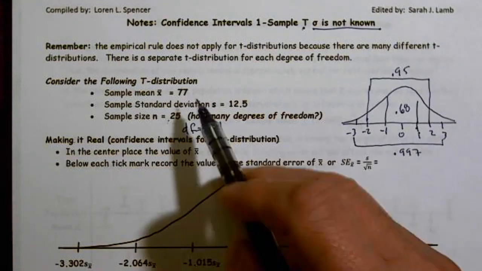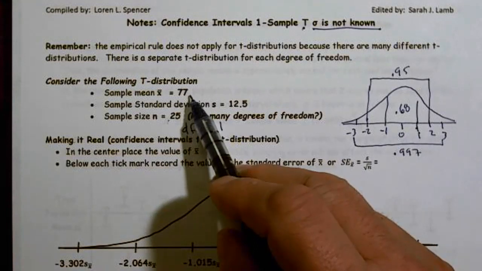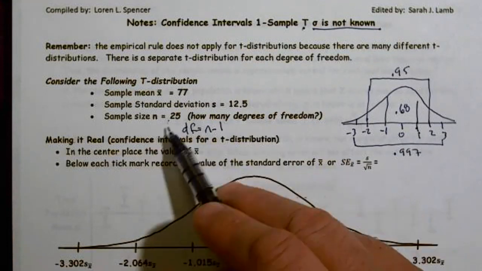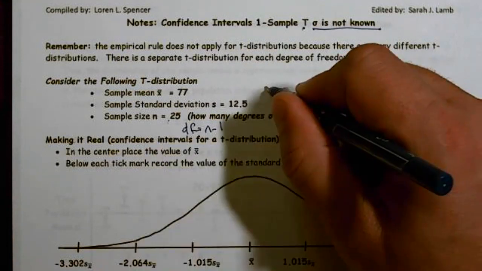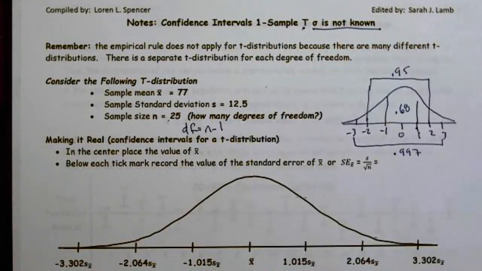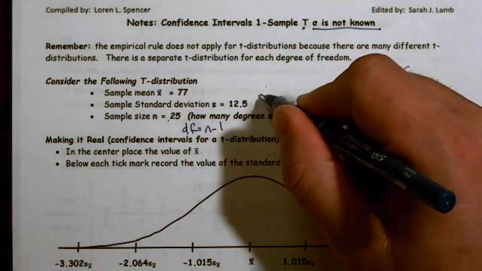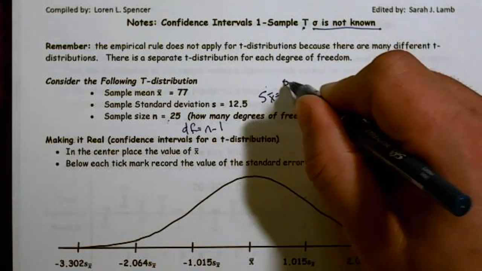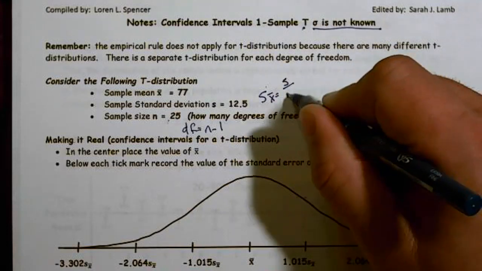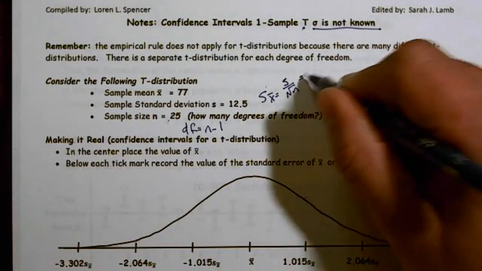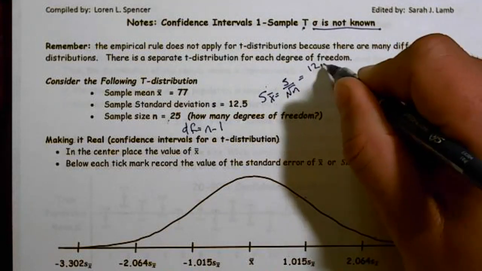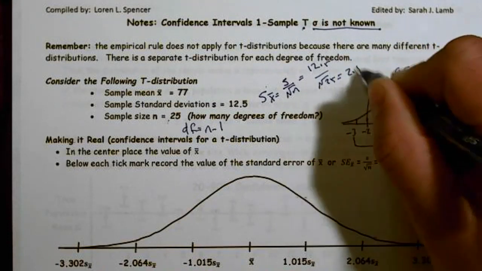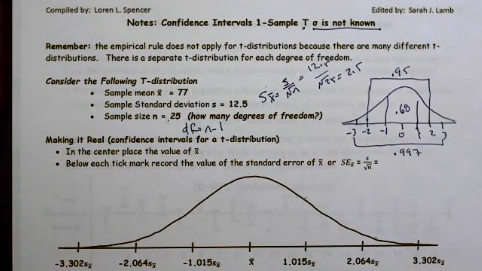So we're going to keep the same sample mean as we had in the previous video, which was 77. The same sample standard deviation, 12.5, and our same sample size of 25. So the standard deviation of the x bars is s divided by the square root of n. In this case, it's still 12.5 divided by the square root of 25, which is 2.5. So that's not going to change. We're going to keep that the same.